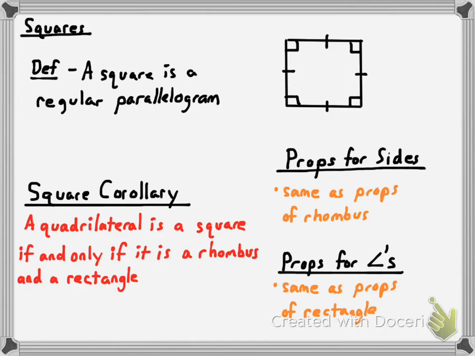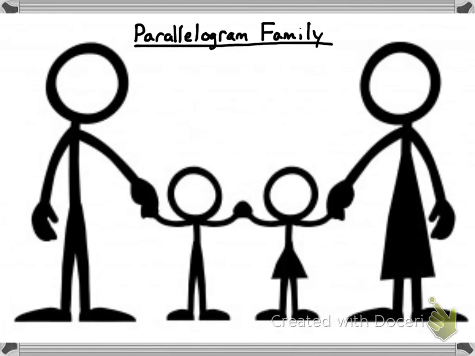All right, so now you know the properties for squares, rectangles, and rhombuses, at least for their sides and angles. Let's do a little bit with those. Parallelogram family. Let's talk about that really quickly. I really want you to know the relationships between parallelograms, rhombuses, rectangles, and squares.